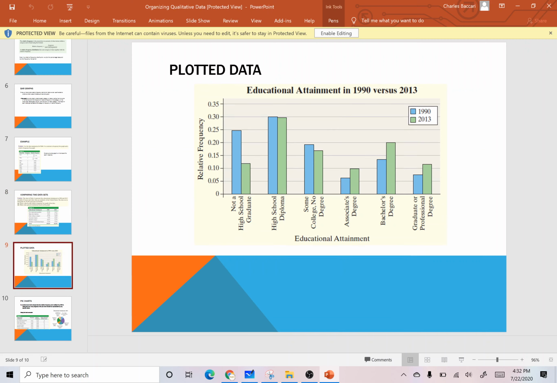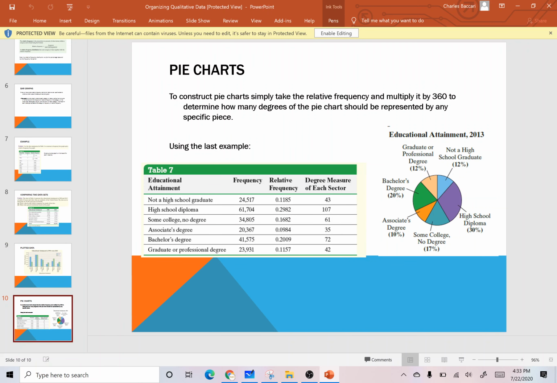It looks like college degrees are on the rise since 1990 because the first one said not a high school graduate. There were a lot of those in 1990, but there were less in 2013. And then high school diplomas about even. And then some college, no degree is there. And then it starts to get slightly higher at associate's, bachelor's, and graduate level. So we can probably say that there's a trend that more people are going and completing school in 2013 than 1990. And then the last type is to construct a pie chart.